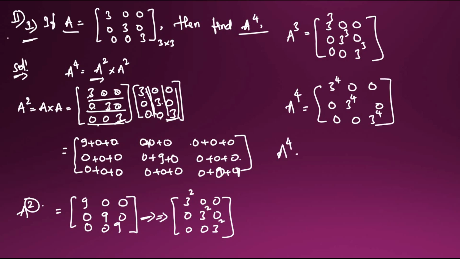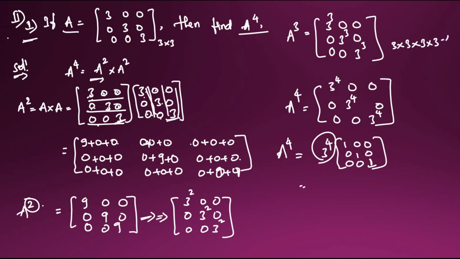So from this A power of 4 we can take 3 power of 4 common from the matrix, and it will become [1 0 0; 0 1 0; 0 0 1]. So 3 power of 4: 3 threes are 9, 9 threes are 27, 27 threes are 81. So 81 into [1 0 0; 0 1 0; 0 0 1].